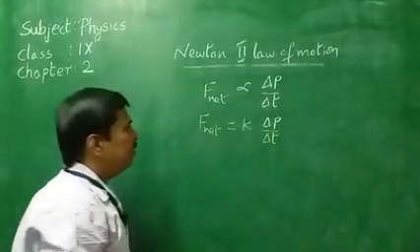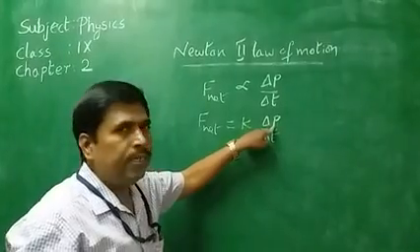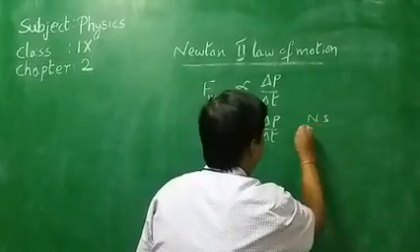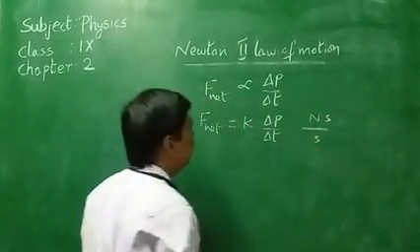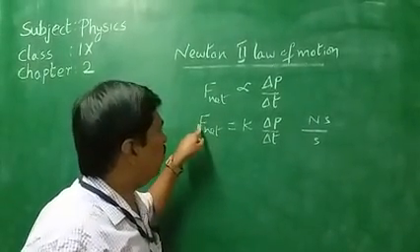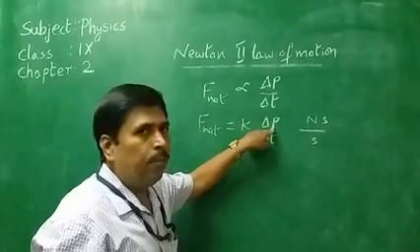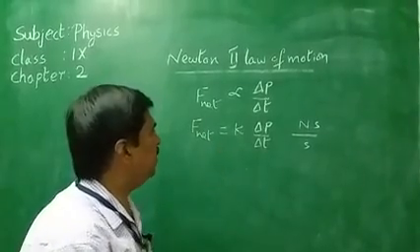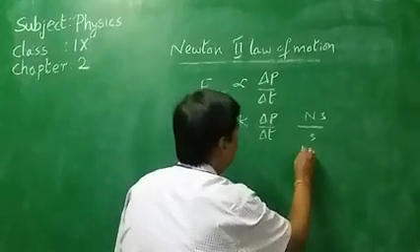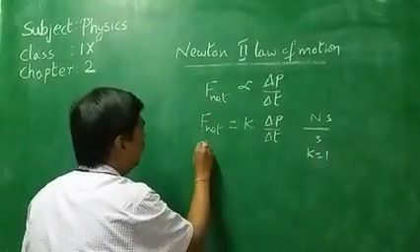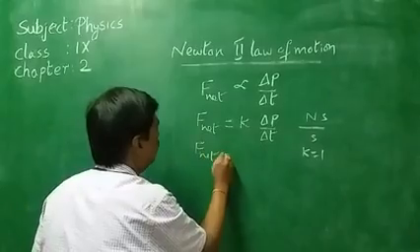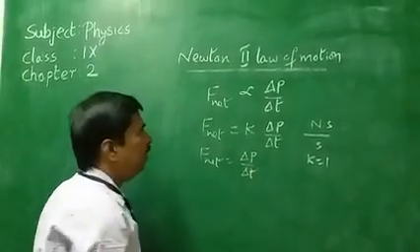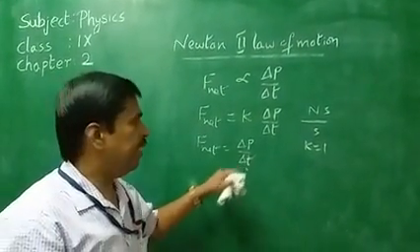If you observe, the momentum SI unit is Newton second. Time unit is seconds here. So whenever the SI units of force, momentum and time are all used, we are able to get the K value as unity. So when K is equal to 1, we get applied force F net is equal to delta P by delta T.